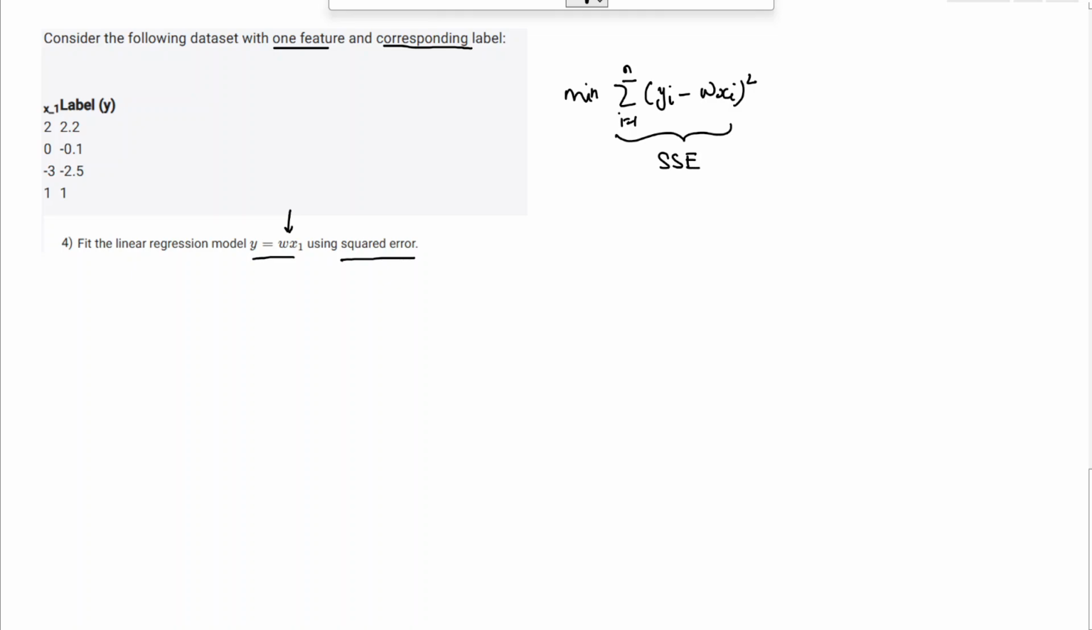Now to minimize something, what is the first order condition? The first order condition says that the derivative of what we want to minimize with respect to w should be equal to 0. So this partial derivative should be equal to 0. What does that mean? That means that if you take the derivative of SSE, that would imply that 2 times the summation of (yi minus w xi) is equal to 0.